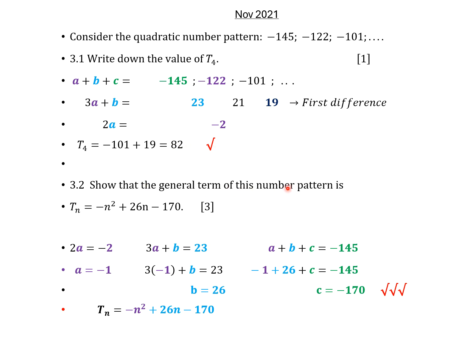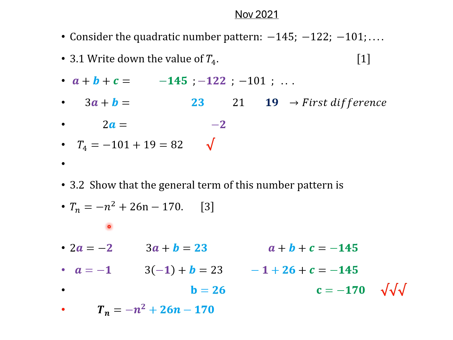Show that the general term of this number pattern is given as minus n squared plus 26n minus 170, for 3 marks. So 2a equals negative 2, a equals minus 1. 3 times negative 1 plus b equals 23. So 23 plus 3 gives me 26. So now I have a as minus 1 and b as 26. Minus 1 plus 26 gives me 25.